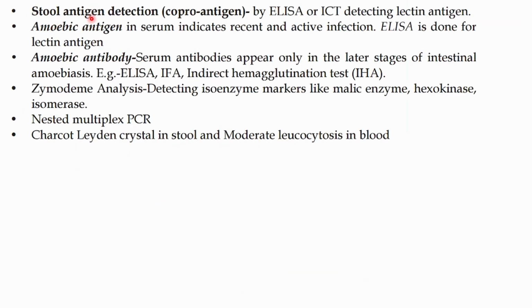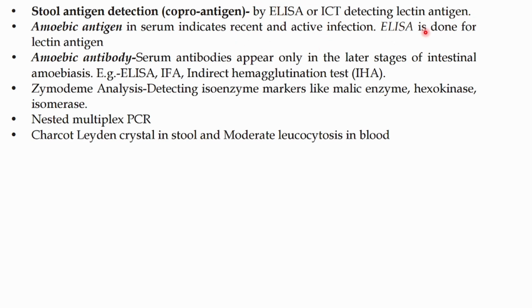Then stool antigen detection, coproantigen. So we are detecting everything. In microbiology, if you do not write ELISA, you are not a microbiology student. You have to write ELISA for everything. That is mandatory.